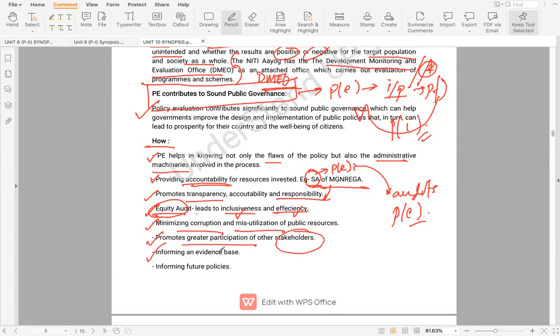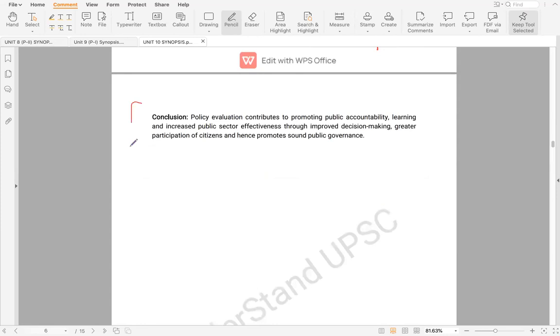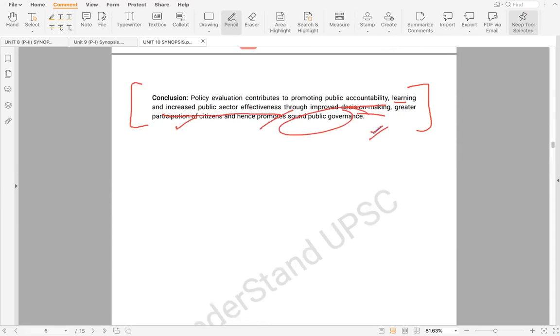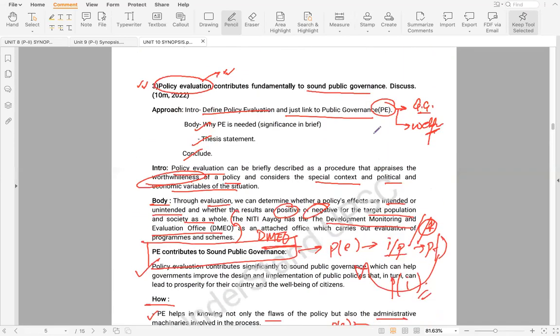It will help us in evidence-based decision making, because only when we undergo evaluation do we have some concrete figures in terms of quantitative data as evidence. So evidence-based decision making for a better future. Right? Informing future policies. Conclusion: policy evaluation contributes to promoting accountability, learning, and increasing public sector effectiveness through improved decision-making and greater participation, and hence promotes sound public governance. Very simple question, nothing but policy evaluation, right?